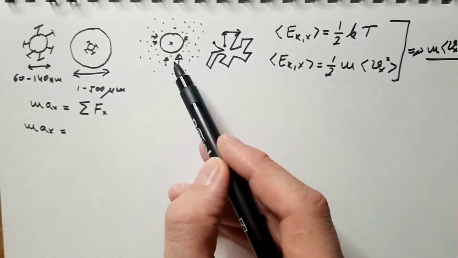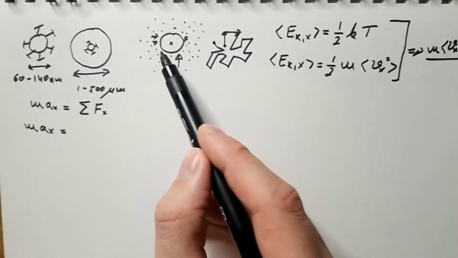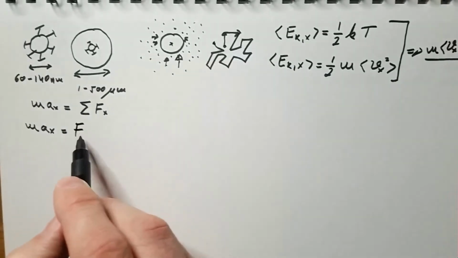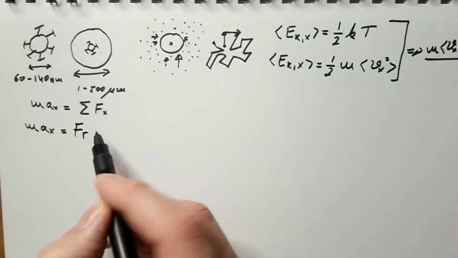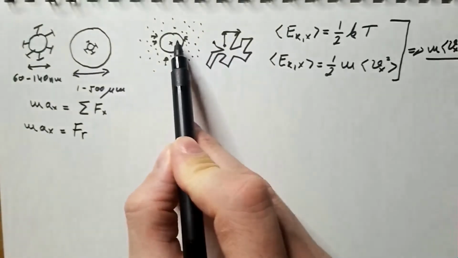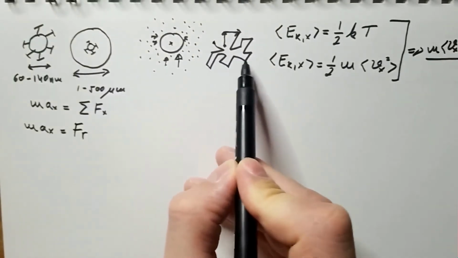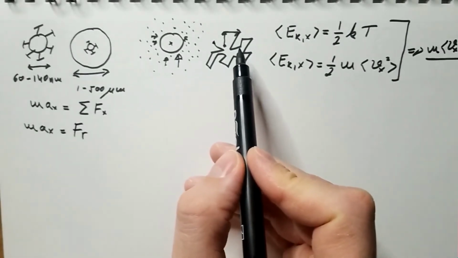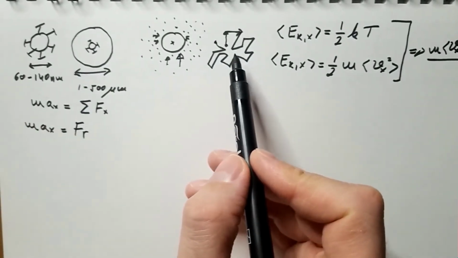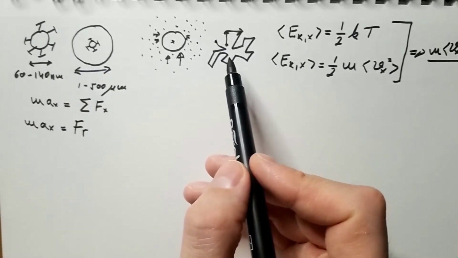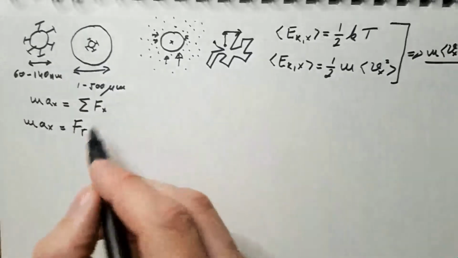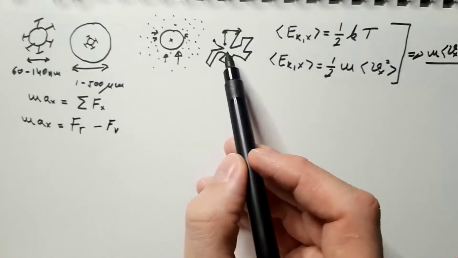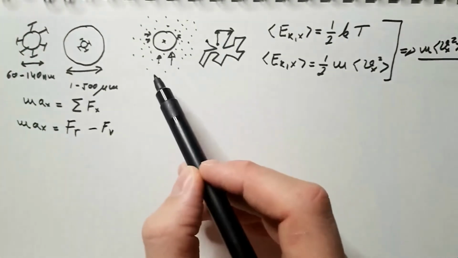Well, the obvious force is the random bombardment of these molecules that are surrounding it, and I will call that Fr, random force. However, as the droplet is moving through the air, it is also experiencing viscous forces that we talked about in a series of my previous videos. So I suggest you check these. And these viscous forces try to slow down the movement of this droplet.